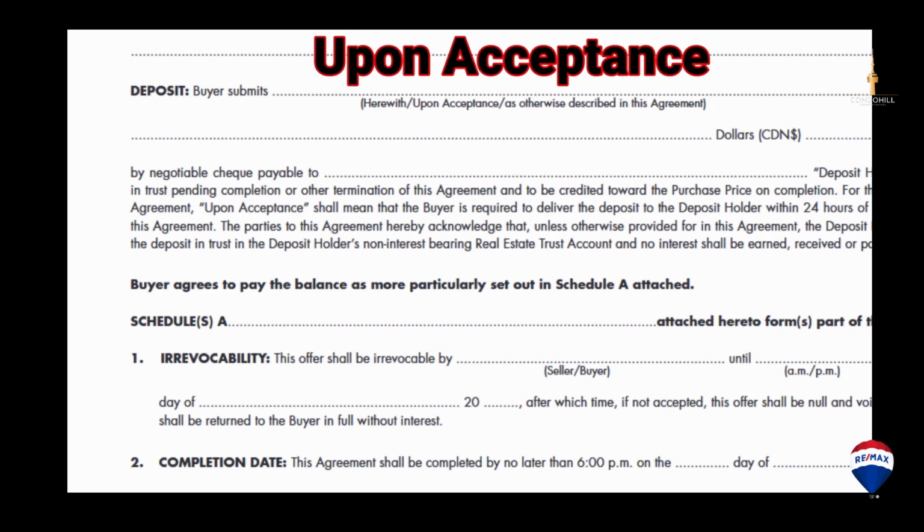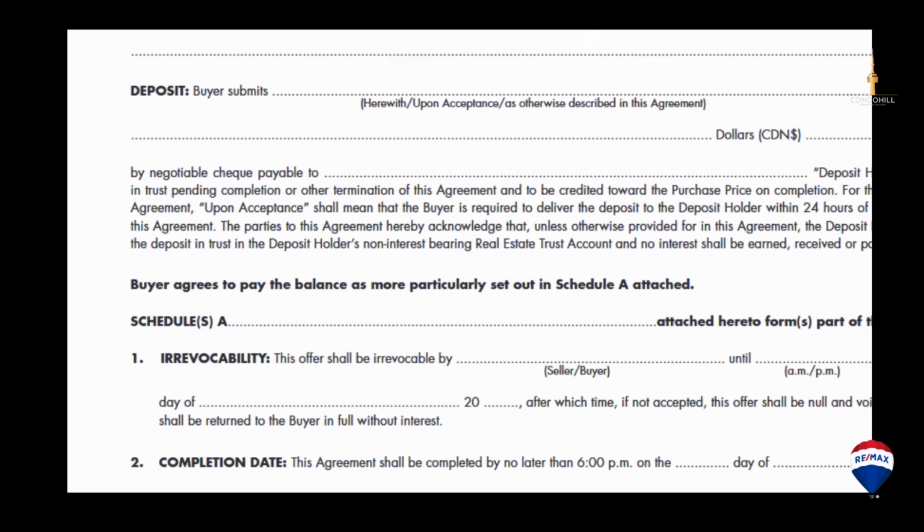Upon acceptance. Upon acceptance is the most common timing for deposit delivery. It means the deposit is due after the seller has formally accepted the buyer's offer. The agreement will also specify how long after acceptance the deposit must be delivered. This is often within 24 hours, but it's a negotiable point.